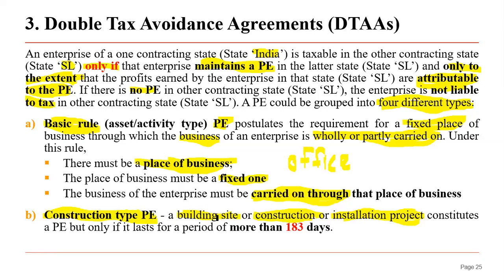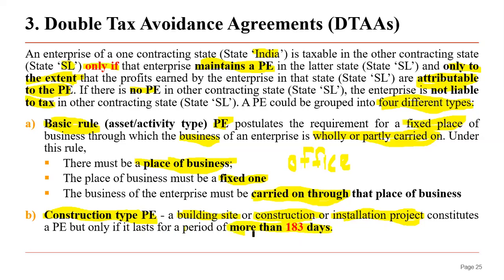Then if they are coming into Sri Lanka, let's say a Chinese company, they are coming into Sri Lanka and doing business with construction. They might have a hospital, they might be doing a big apartment complex or hotel complex, right? Then it can also be categorized as a PE if they stay in Sri Lanka doing the business for more than 183 days.